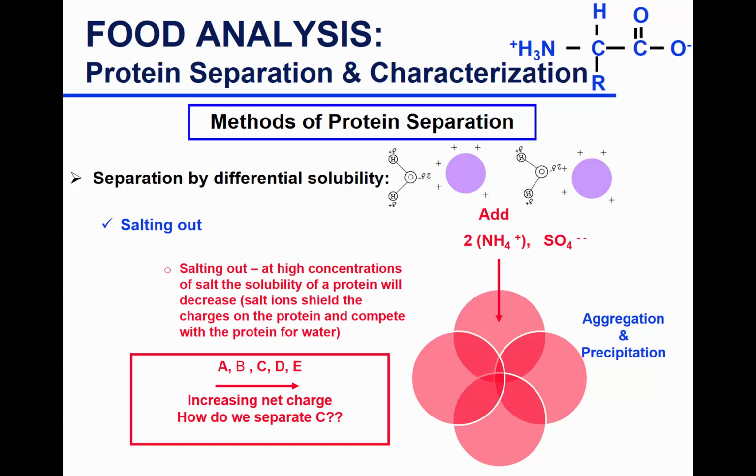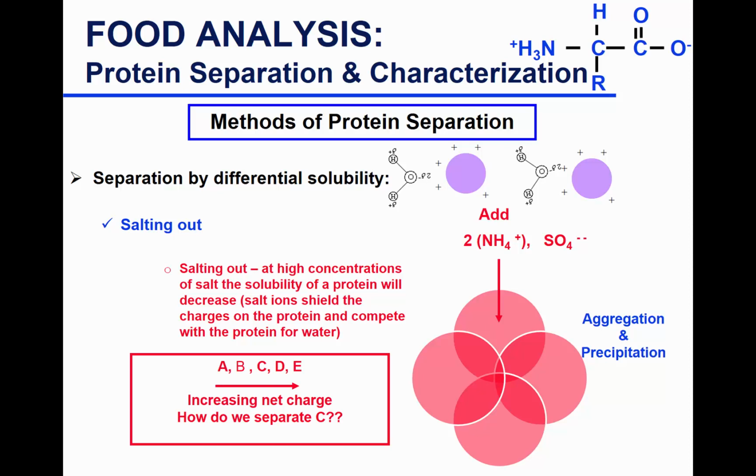So, salting out. How it works is that you have a protein with a certain net charge, then you add, let's say, ammonium sulfate. The sulfate groups, if it's a positively charged protein, will start shielding the charges and preventing the protein from interacting with water. Also, the presence of salt will compete for interacting with water. So at high concentration of salt, the solubility of a protein will be decreased.